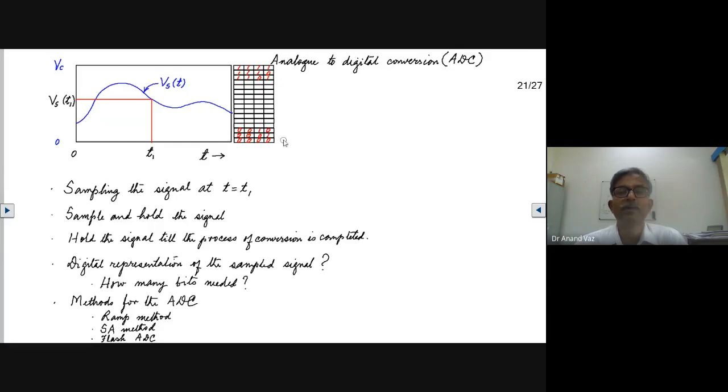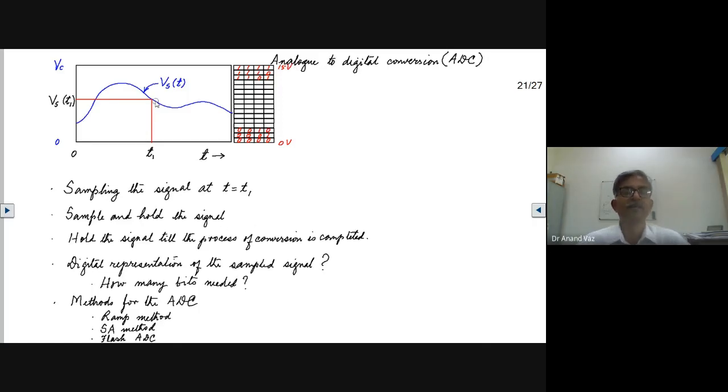So here the digital representation is just 0 in decimal. This is 1 decimal, 2 decimal. So let us say that we are able to grade this in steps from 0 to 15 volts. This is just an example. So we are going from 0 volts to 15 volts.